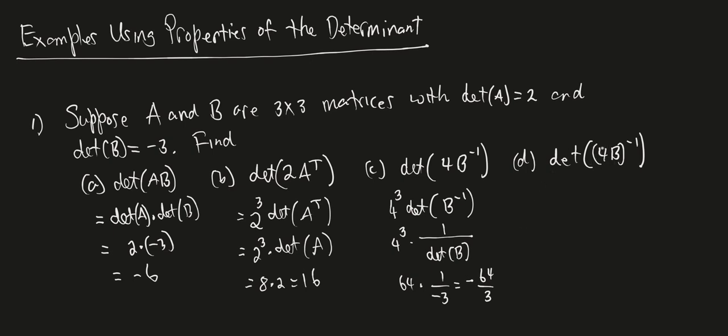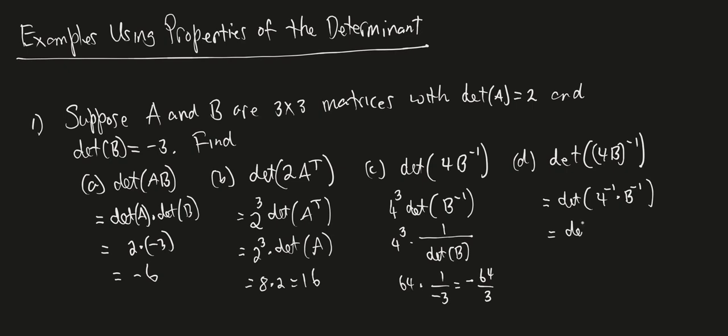And then finally, how do we do this one? Well, let's think about it. We have 4b in parentheses, and then we're taking the inverse of that. Well, through properties of exponents, we know that this is the determinant of 4 to the -1 times b to the -1, right? And again, this -1 is interpreted differently. This represents the reciprocal of 4. This represents the inverse of b, right?